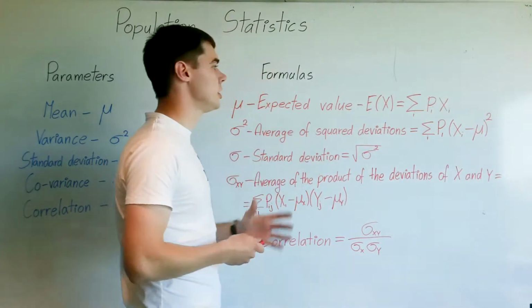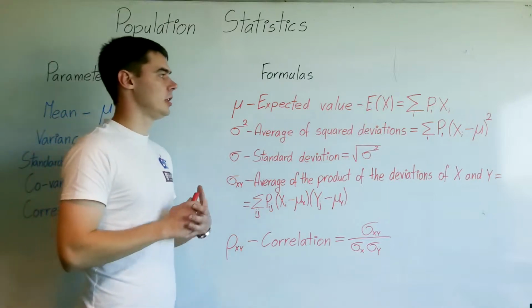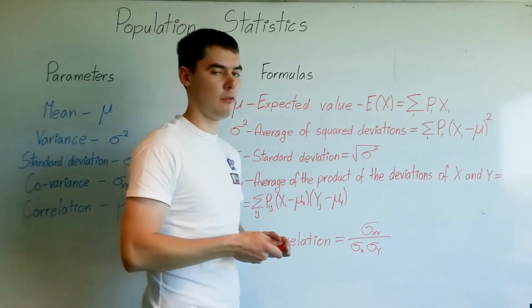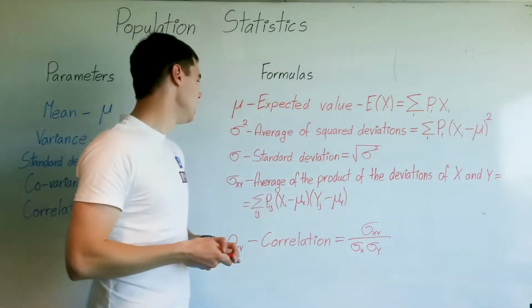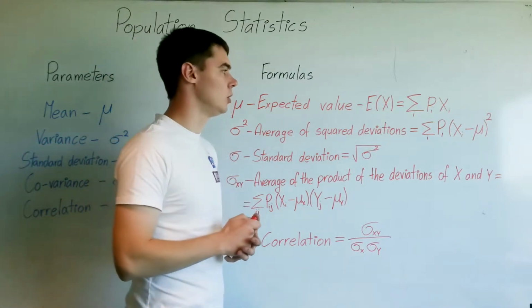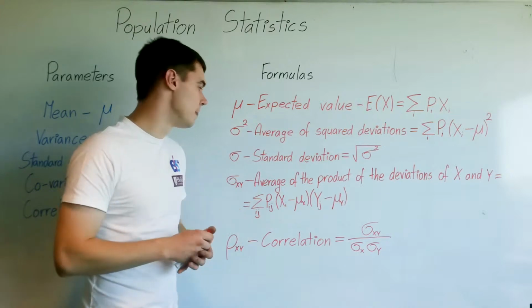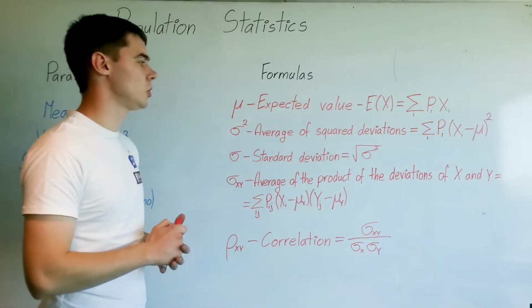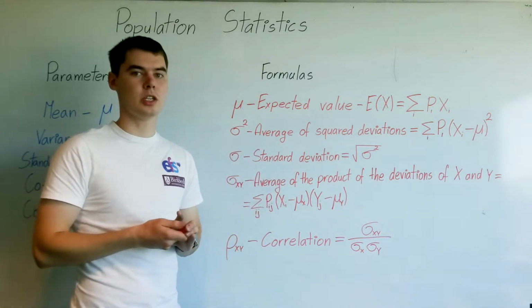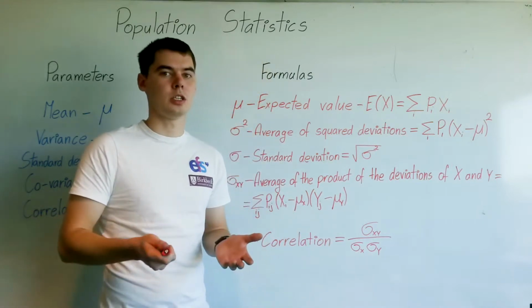Here are the explanations and formulas of parameters. So mean is expected value. It is often denoted as E of x, and it is equal to total sum of probabilities times x values. The variance is the average of squared deviations, and it is equal to total sum of probabilities times x values minus mean squared. Standard deviation is simply square root of variance, but bear in mind that you cannot calculate the standard deviation without calculating the variance, as the total sum of deviations is always equal to 0.